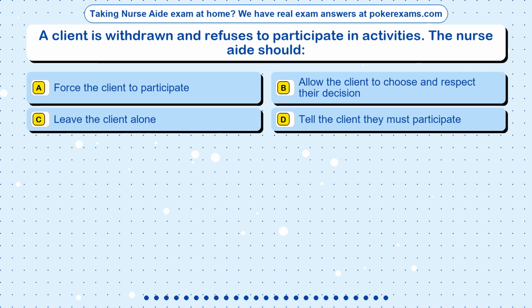Question 9. A client is withdrawn and refuses to participate in activities. The nurse aide should: Option A, force the client to participate. Option B, allow the client to choose and respect their decision. Option C, leave the client alone. Option D, tell the client they must participate.